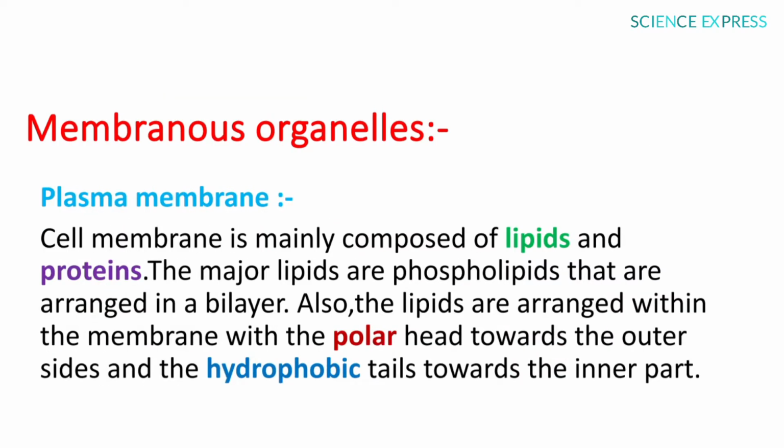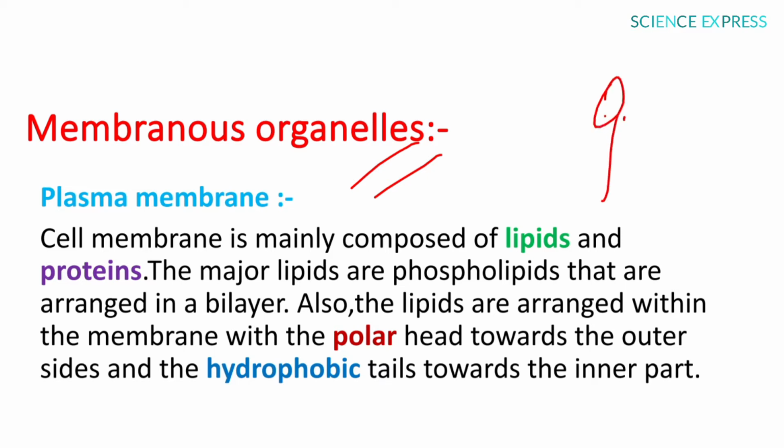Now let's discuss the membranous organelles. The first one is the plasma membrane. The cell membrane is mainly composed of lipid and protein. The major components of lipid are phospholipids that are arranged in a bilayer.